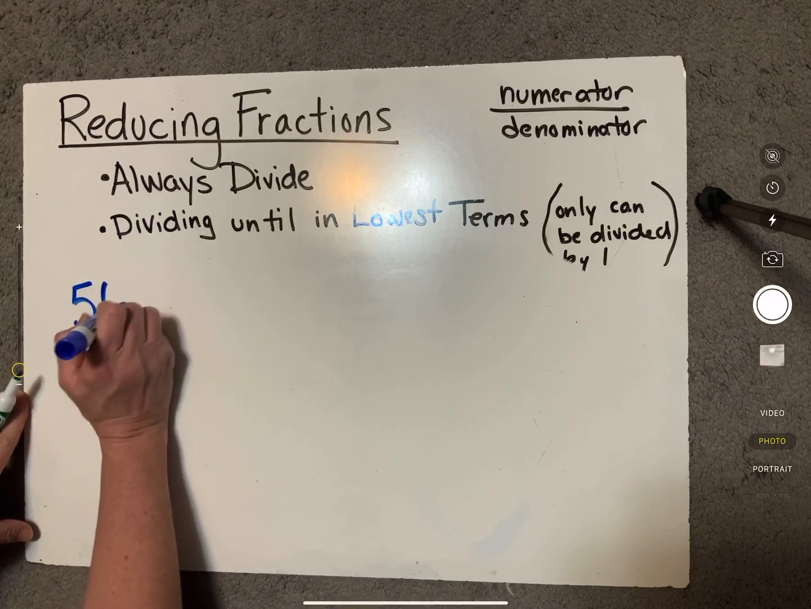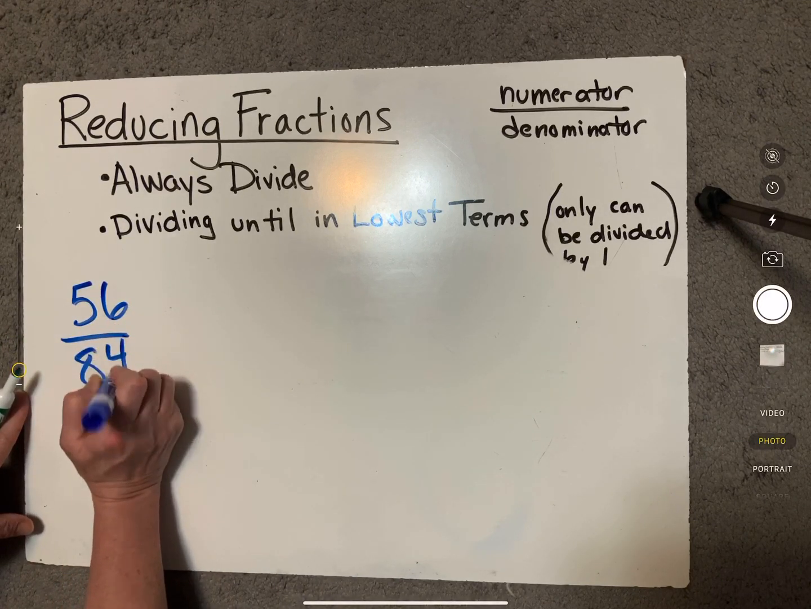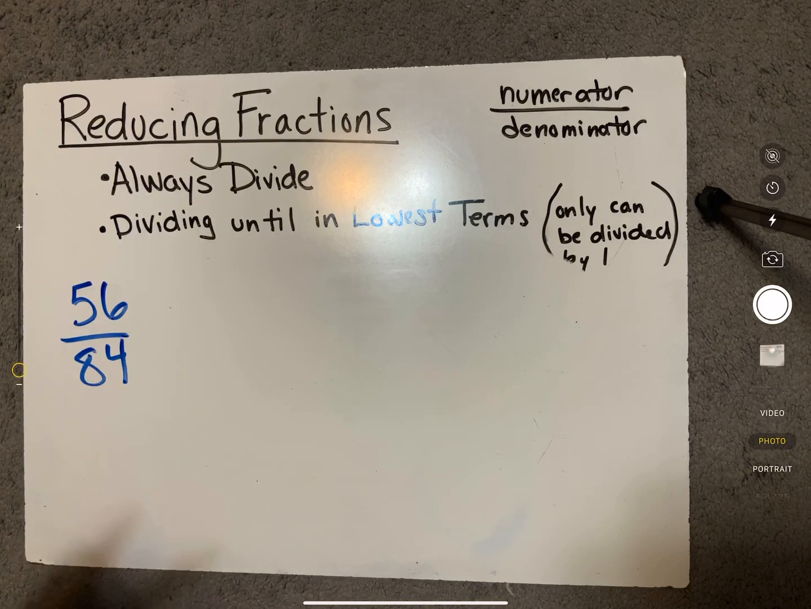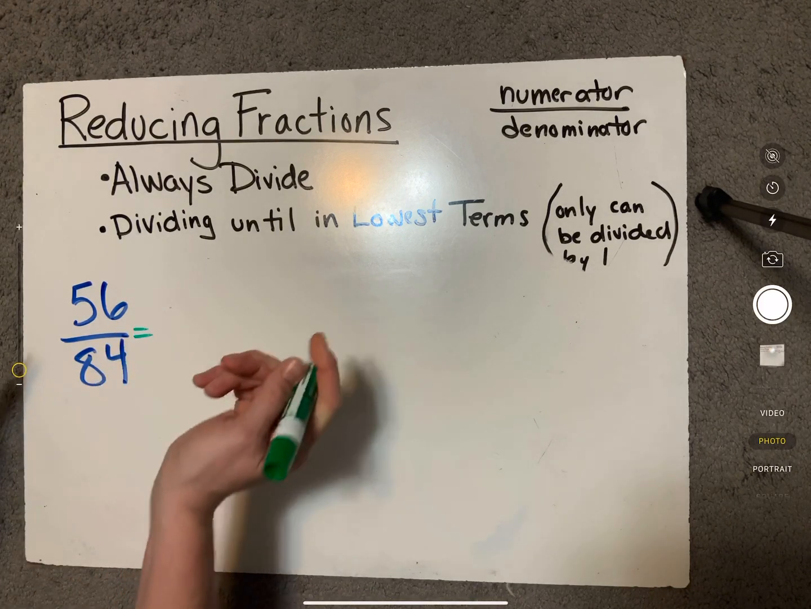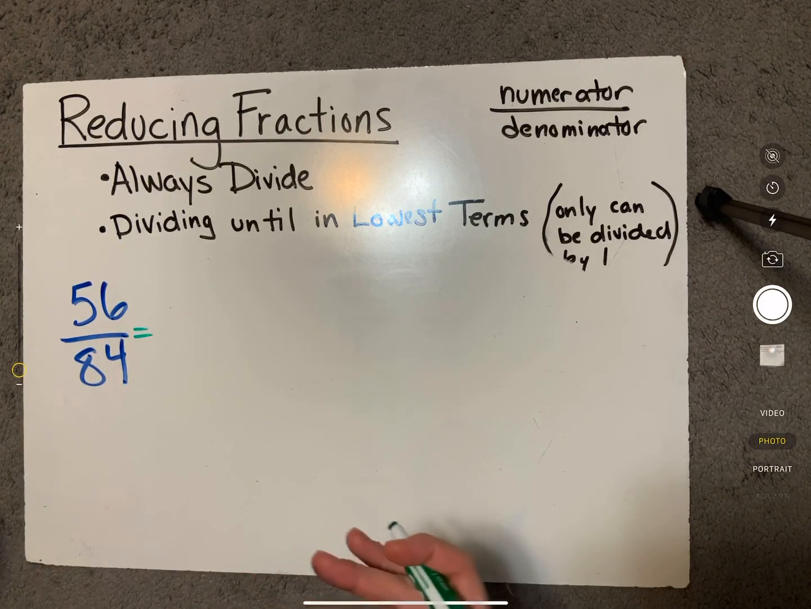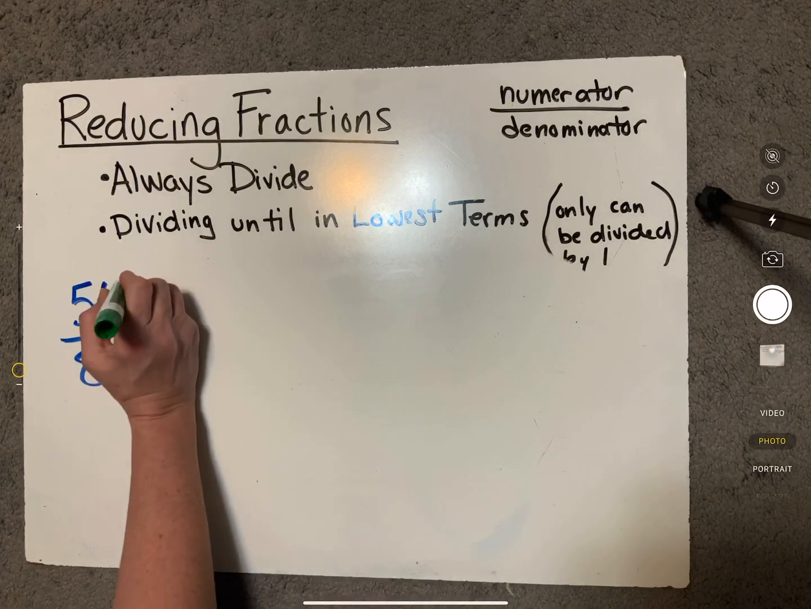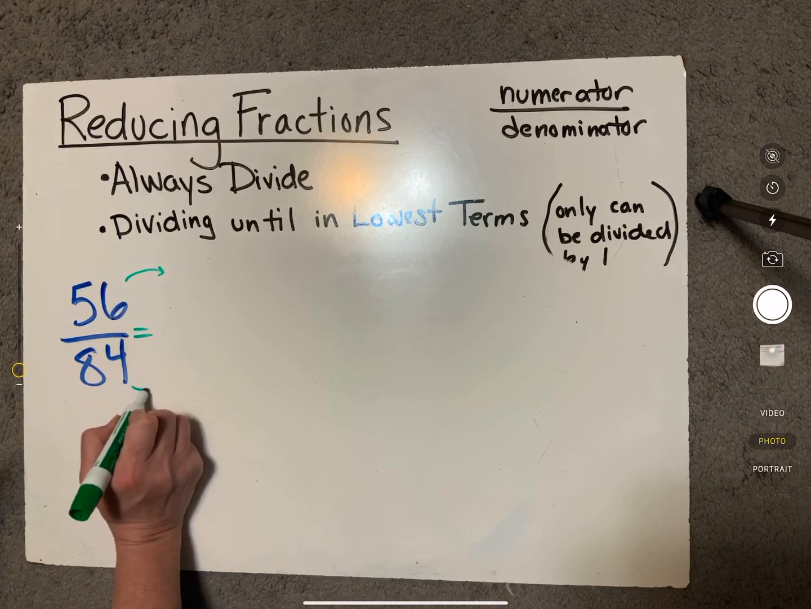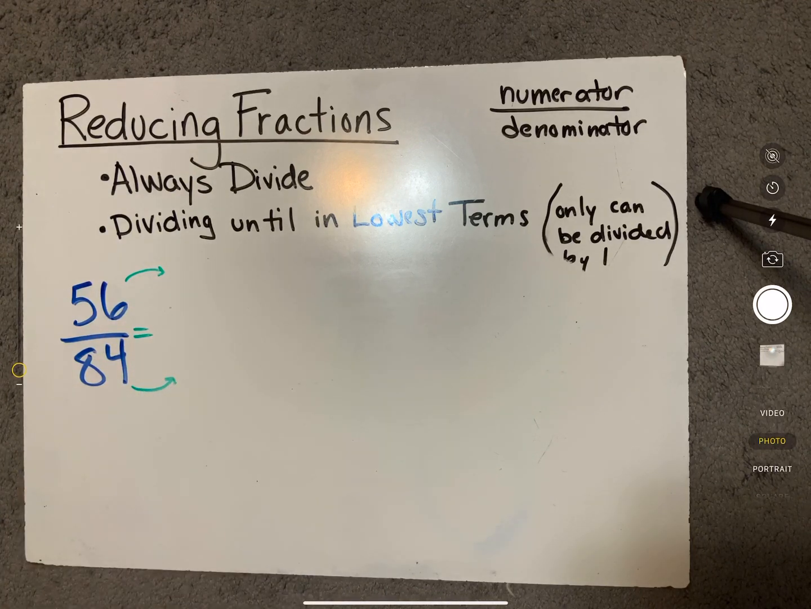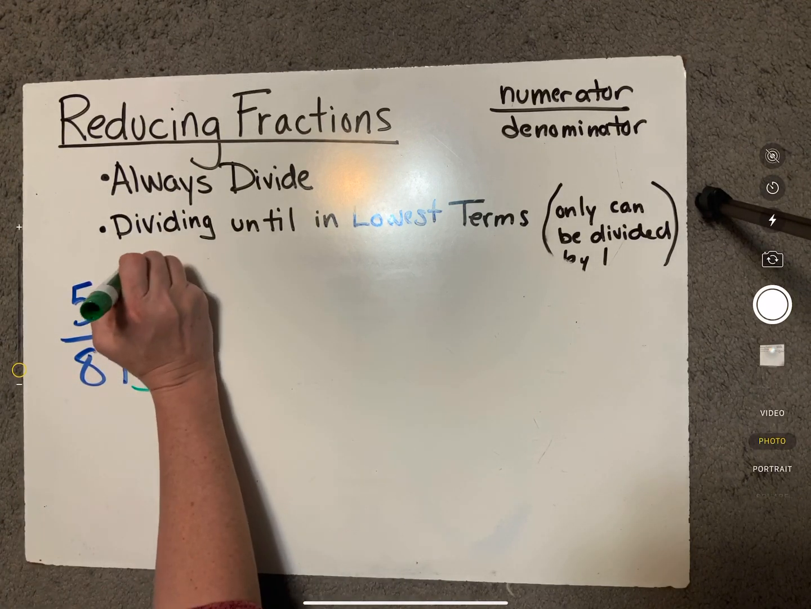Let's do 56/84. Okay, this one looks a little tricky. Remember, you don't have to take this all off in one bite. If you think about a giant piece of pizza, you would never take that in one giant bite. So take small bites out of it to make these numbers a little bit more workable. So if we look at this, I know they're both divisible by 2.